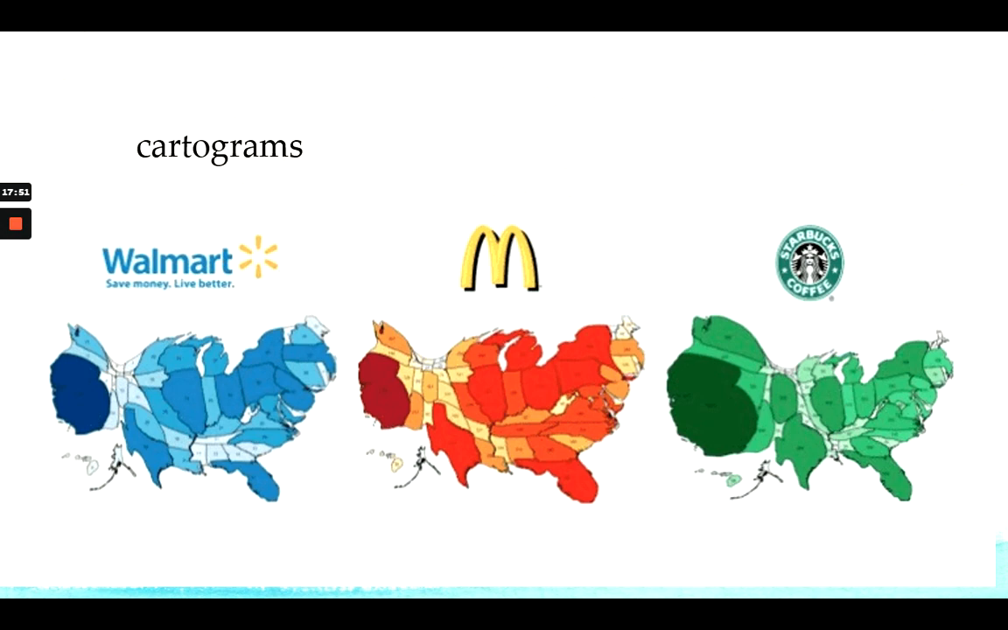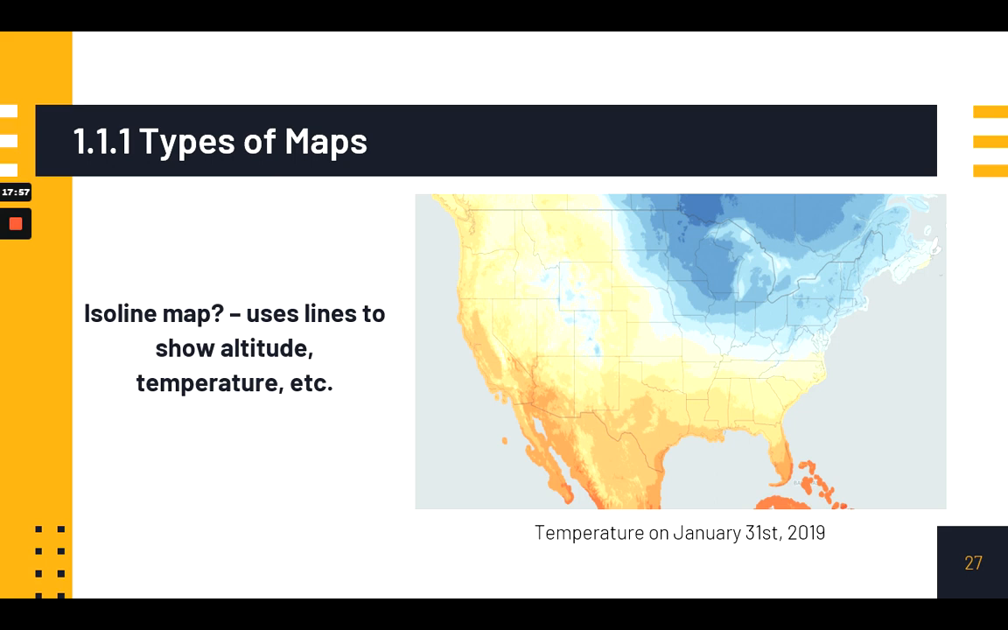All right, write this down. Isoline map. Now, if you're getting tired, hit pause, go take a break, and come back. But don't just start tuning me out, okay? I get it. Sometimes you get tired. But you need to write this down. An isoline map uses lines to show things like temperature and altitude. Okay, so you've seen temperature maps a lot, and the lines show air masses.